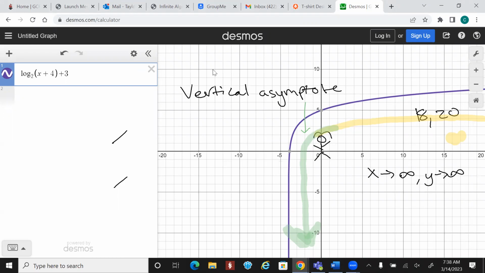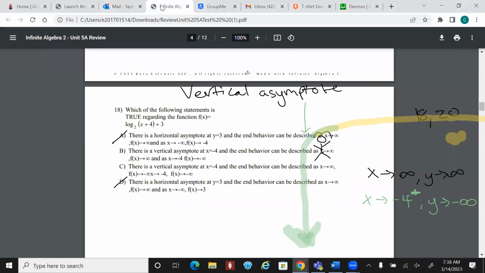So what we do for that in behavior is we say as x is approaching -4 from the right-hand side, your y's are going to negative infinity. So looking at our options, which one looks like that? B. So we got B.